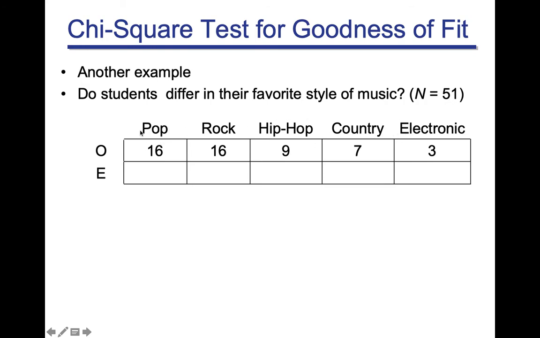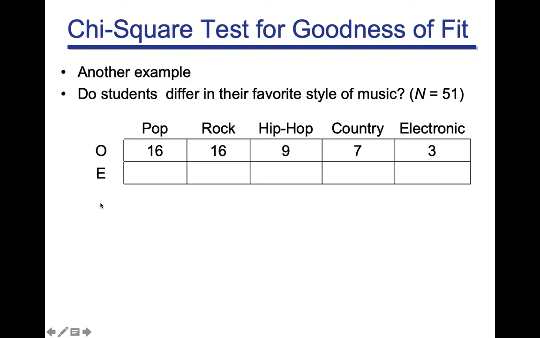Okay, so we can extend this beyond just two categories. You can have as many categories as you want. So here we've got 5 different categories. Okay, so let's put on our thinking cap. How do we determine the expected frequency?